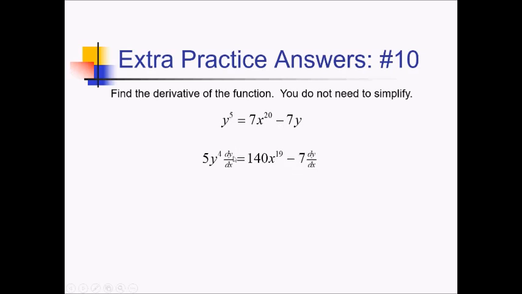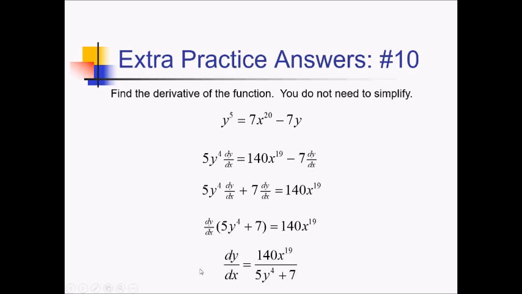Next, we get the dy over dx's to one side, so this 5y to the 4th dy over dx can stay there. We're just going to add this 7 dy over dx to the other side, and then we'll still have that 140 x to the 19th on the right side. Now that the dy over dx's are together, I can factor that out, leaving me with 5y to the 4th plus 7 inside of parentheses. And if we divide by that parentheses, we get dy over dx.